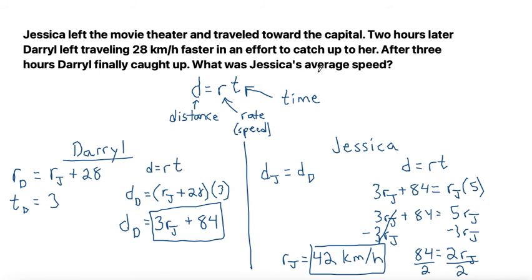And the question is asking for what is Jessica's average speed. She obviously isn't going to go this speed the entire time, but on average, she'll be traveling 42 kilometers an hour if Darryl is traveling on average 28 kilometers an hour faster than her to catch up with her.